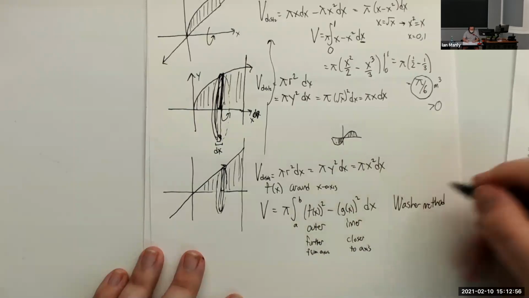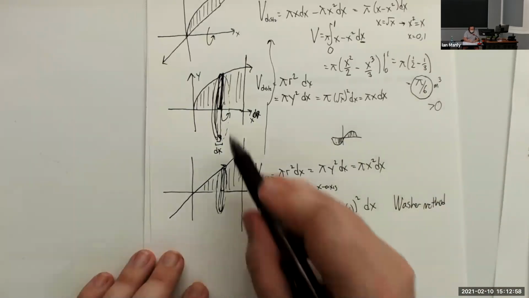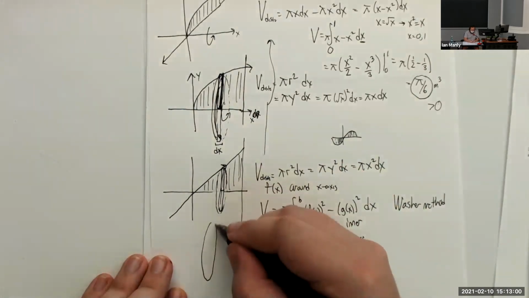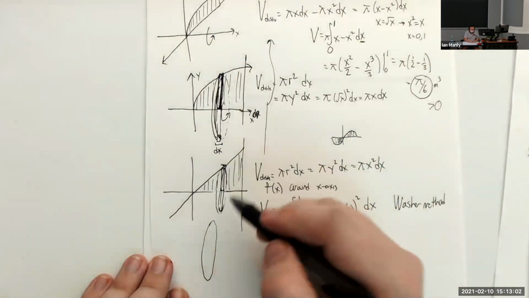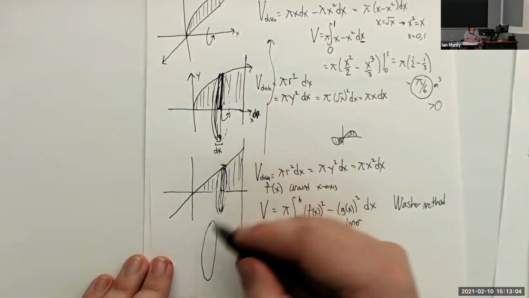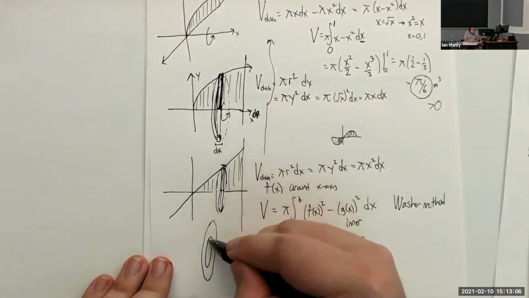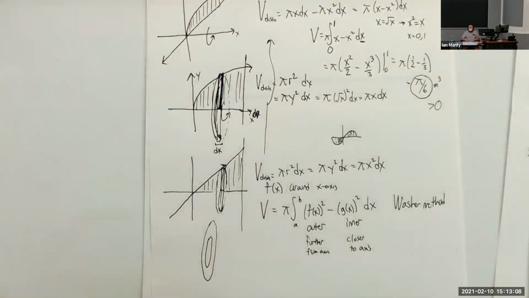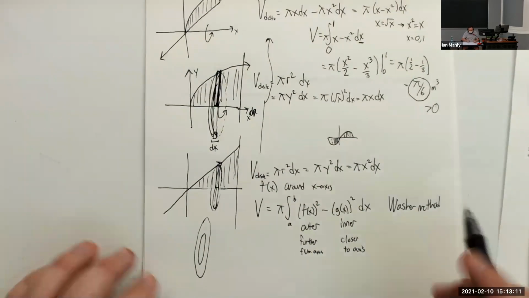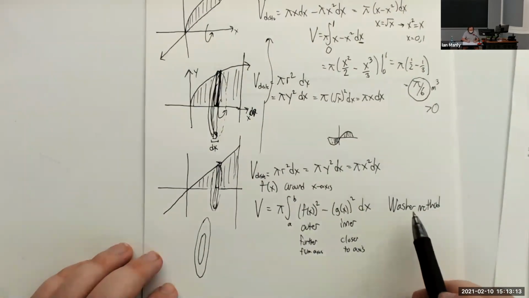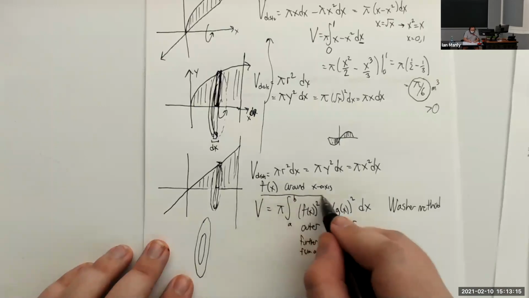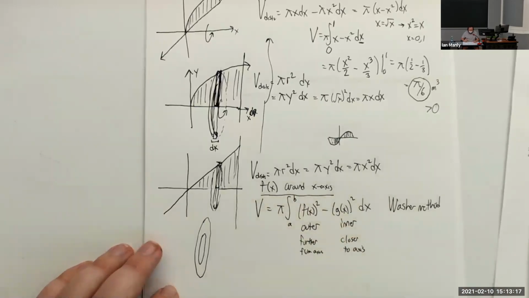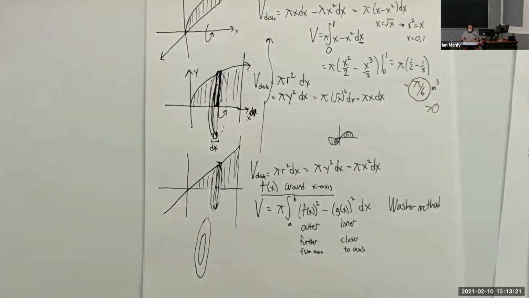Now, why does this have the name the Washer method? Well, if I took this shape, this bigger disk that I had earlier, and then I subtracted away the smaller disk, then we end up getting the shape of a washer, which you use in construction and stuff like that. So this is going to be the Washer method. Now this works for f of x spinning around the x-axis specifically. We're going to learn another technique for spinning things around the y-axis shortly.